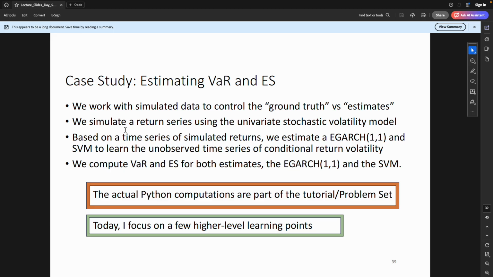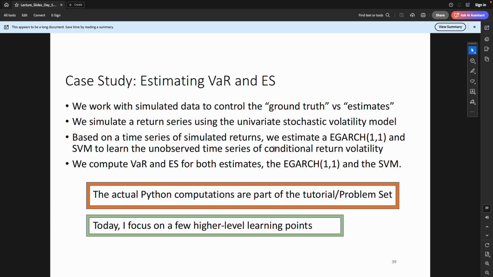So therefore, we will simulate a return series using the univariate stochastic vol model. And you get a code framework, like in the coming problem sets. So this makes it manageable, and you are filling in some of the blank spots. Based on that simulated time series of returns, you will first estimate a GARCH. There you use a Python package. And then you will also fit an SVM to that using handwritten code. But you get the frame from us.